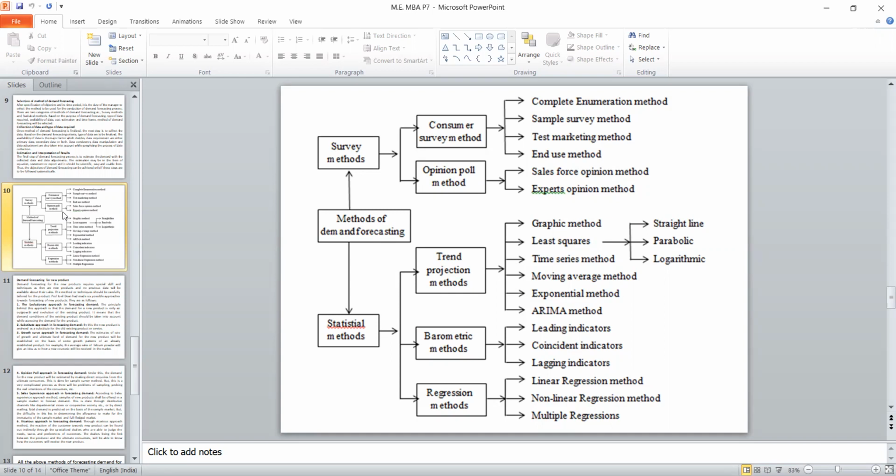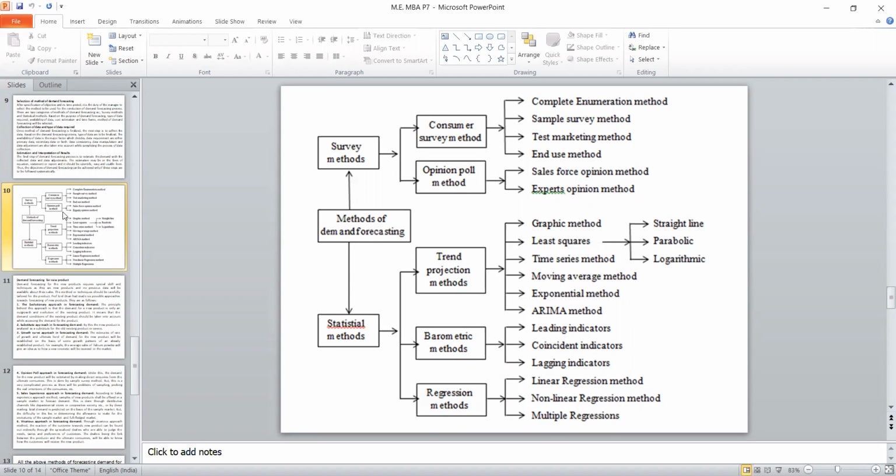Under the consumer survey method, there are 4 different categories. Suppose the total population in that market sector is 1000, then we can conduct a complete enumeration. All 1000 consumers will be approached, and we can collect the data and estimate. But suppose it is 10,000, it is not possible to interview all 10,000. So we have to take a sample survey. Out of 10,000, we select a few through convenience sampling, quota sampling or random sampling, whichever it may be. Based on that, future sales or any particular value will be estimated.